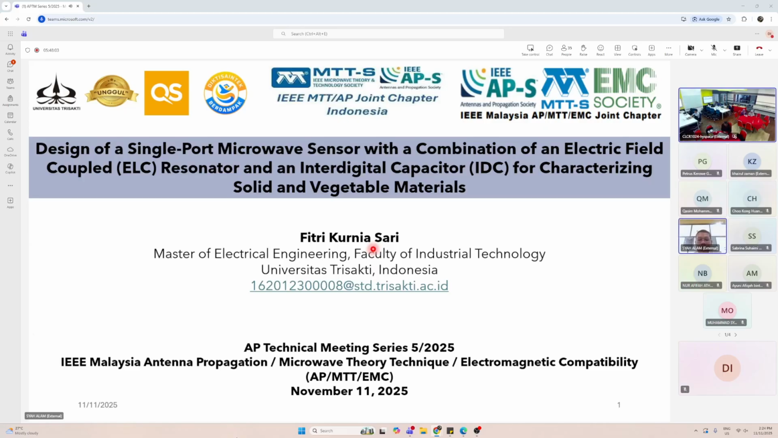Honestly, it must be my student who presents this presentation, but she was ill and in a hospital, so I take her place. In this session, I will present design of a single port microwave sensor with a combination of an electric field coupled resonator and an interdigital capacitor for characterizing solid and vegetable materials.